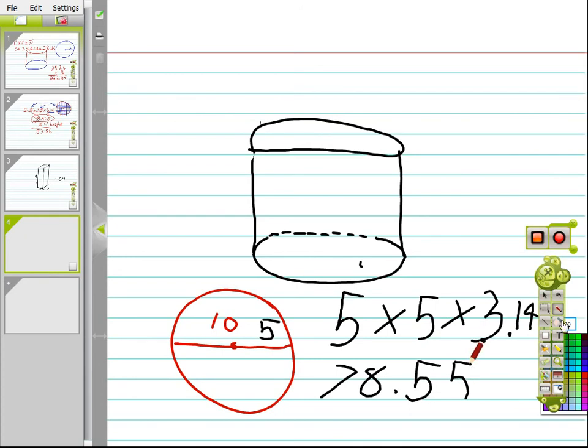Hit the eraser. There you go. Get your pencil back. Okay, now we have the area of that circle. Now how tall is it, Clayton? 5. So we just take this times 5. And what is it? 390. Okay.